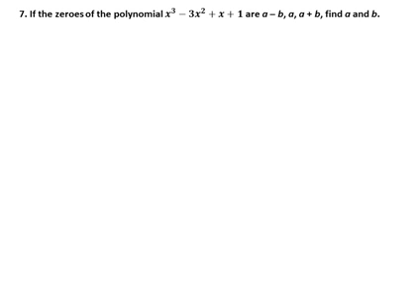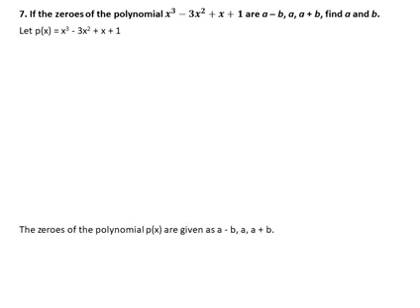Next, seventh sum. If the zeros of the polynomial x cube minus 3x square plus x plus 1 are a minus b, a, a plus b, find a and b. Okay. Here the given polynomial is a cubic polynomial. So for a cubic polynomial, how many zeros are there? Totally 3 zeros are there: alpha, beta, gamma. For that, alpha is equal to a minus b, beta is equal to a, gamma is equal to a plus b.